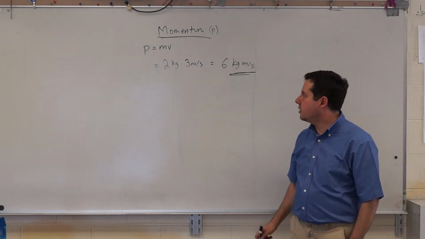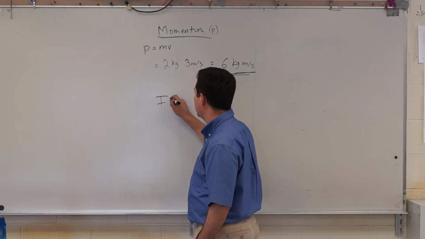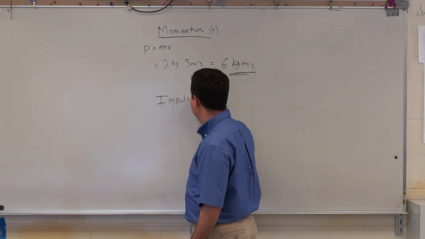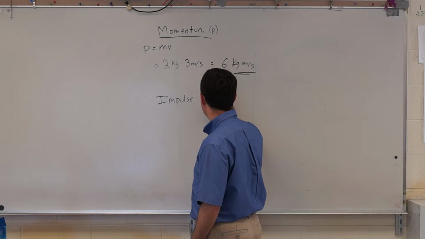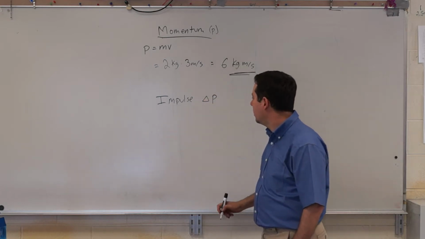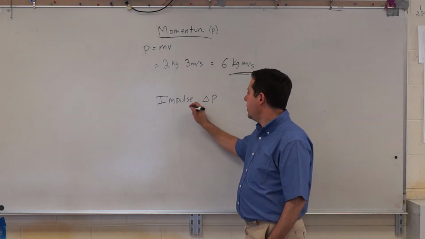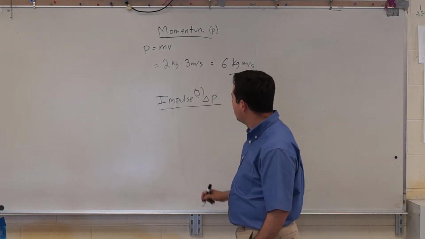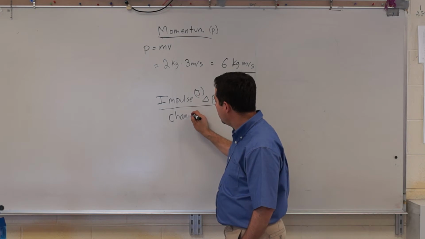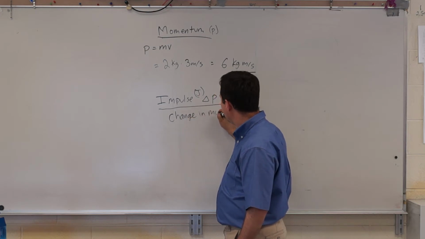You might also see the term impulse. An impulse is just defined as the change in momentum, delta p. An impulse goes by the letter J, strangely enough. So it's the change in momentum.